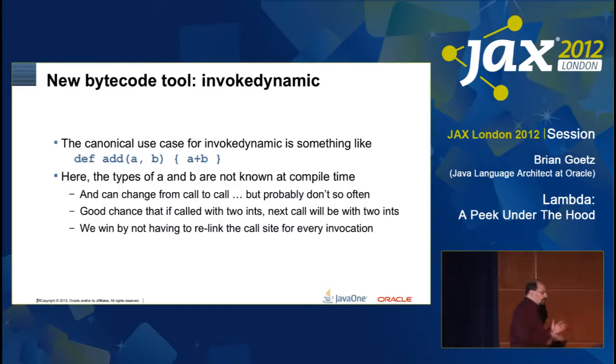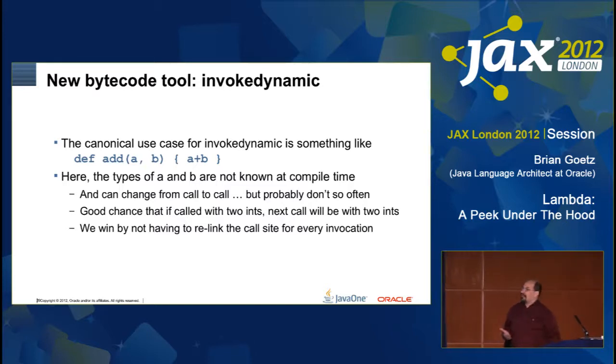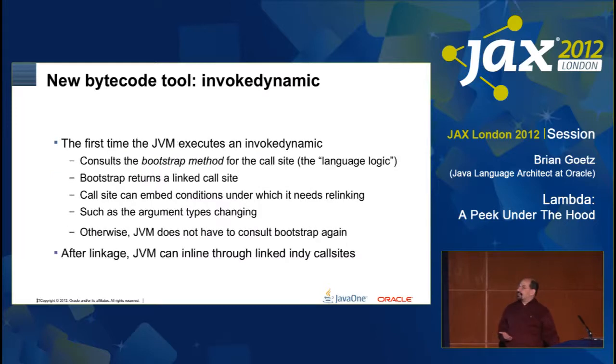And you can see this has nothing to do with the Java language. It has to do with a problem that the Java language doesn't have to solve. But it turns out to be a tremendously useful tool for compiler writers in general. Okay, so how does this work?